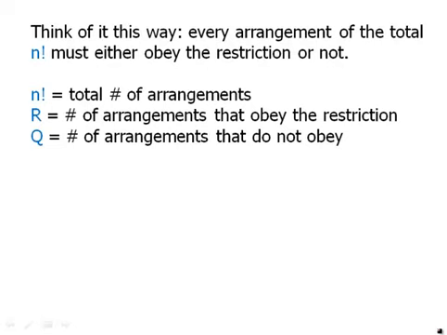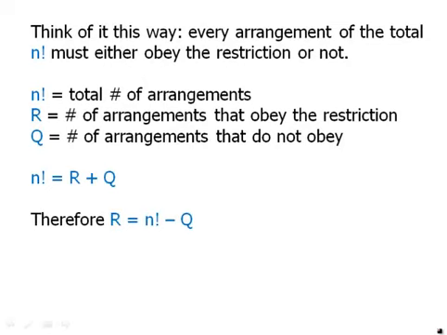So let's say n factorial is the total number of arrangements. R is all the arrangements that obey the restriction that we want. Q is all the arrangements that do not obey the restriction. And obviously, all the arrangements have to fall into one group or the other group. So in other words, if we added up R and Q, it would have to add up to the total number of arrangements.